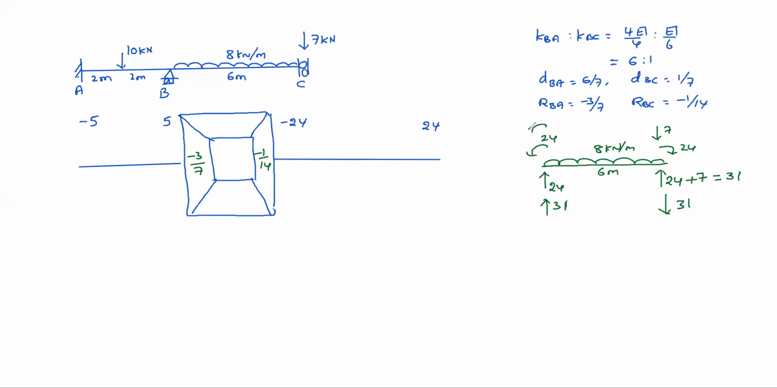93, 93 we need to apply here. That means here balancing moments are -93, -93. And now net torque: -5, 5. Here how much? -117. This one -69.